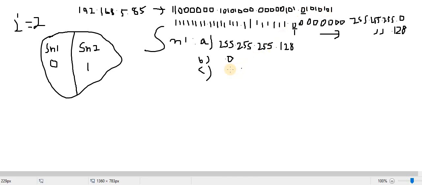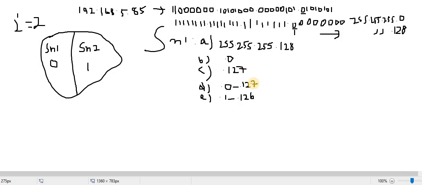Network address for subnet 1 will be all these numbers with dots. Since this bit is set to 0 for subnet 1, we set it to 0 and we set the remaining places to 0, which will be dot 0. So 192.168.5.0 is the network address for subnet 1. Question C is the broadcast address, which is this 0 and the remaining bits 1, which is 7 ones, 127.